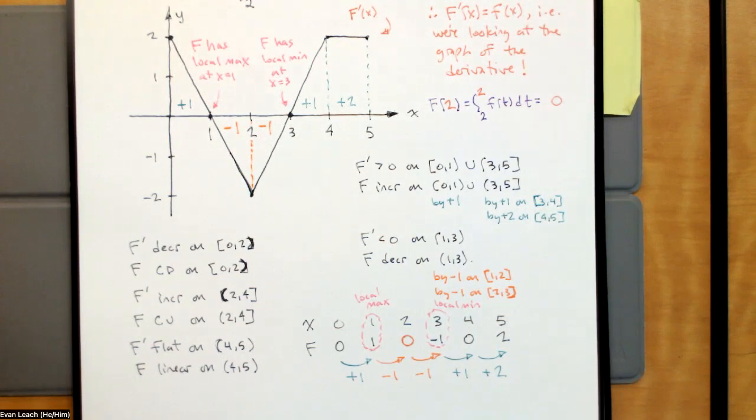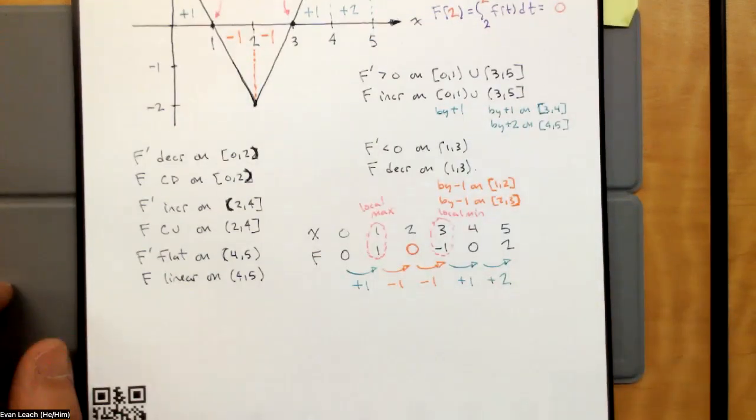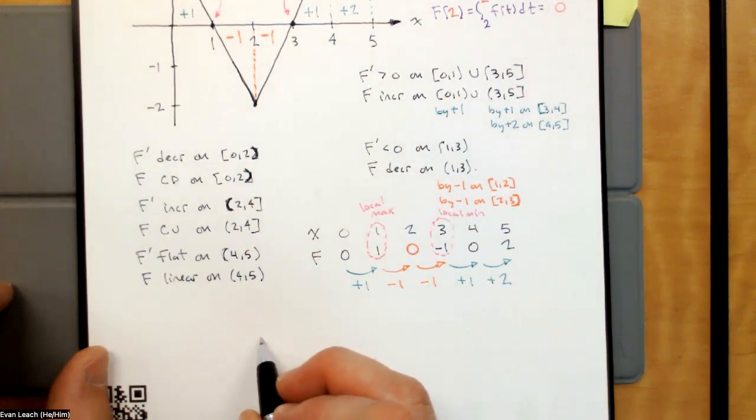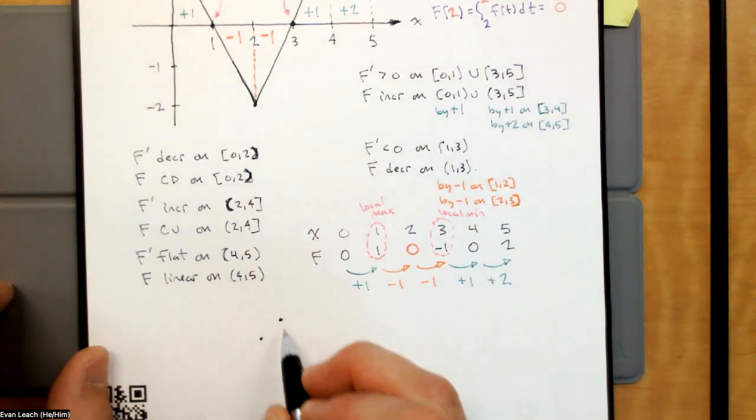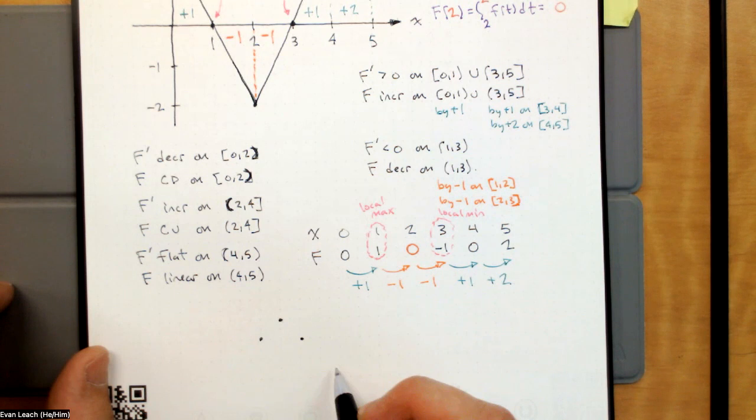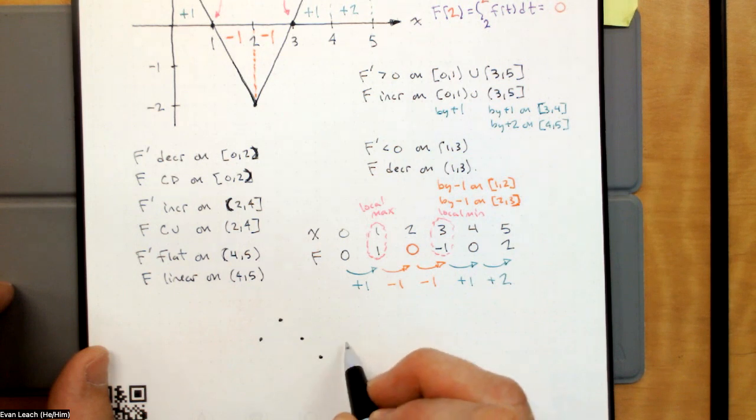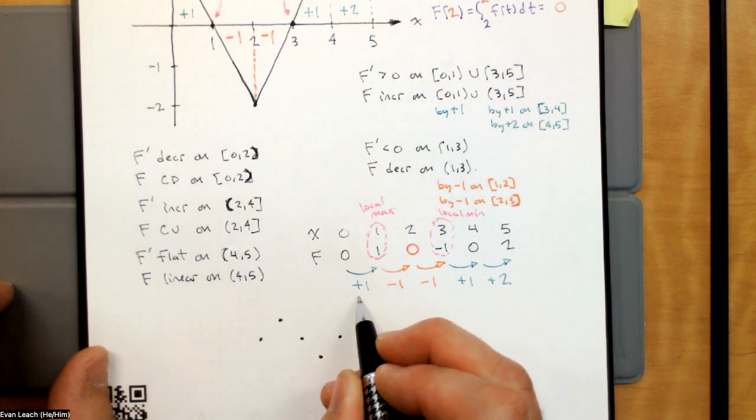Now this is just the values. We can plug these in, plot these on a graph and get the shape. So we're going to go up, then down, then up again. But we know more than that. We can actually put in the concavity of the graph. So I'm going to start off at 0. We'll go up 1, then down 1, then down 1 again, then up 1, then up 2.